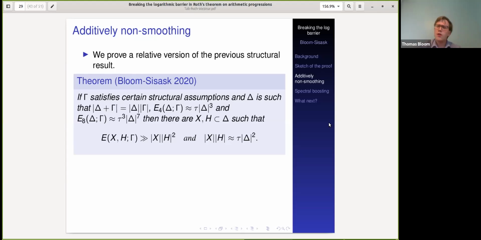Now, of course, I can't hope to prove that for completely arbitrary sets gamma. I need to assume that gamma is something like a subgroup, at least approximately. So there are certain structural assumptions that go into this. And also I need to assume that delta is basically orthogonal to gamma, which again makes sense if you think about what happens if gamma is a genuine subgroup. That roughly corresponds to choosing a coset representative for delta inside the quotient group to say something about the E4 of that projection.